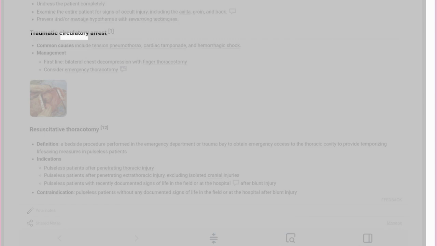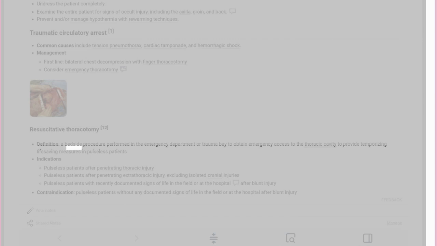Traumatic circulatory arrest. Common causes include tension pneumothorax, cardiac tamponade, and hemorrhagic shock. Management. First line, bilateral chest decompression with finger thoracostomy. Consider emergency thoracotomy. Resuscitative thoracotomy.